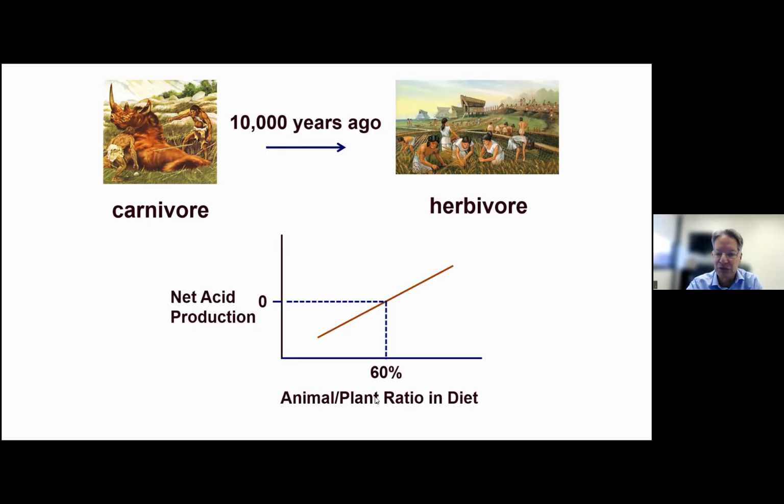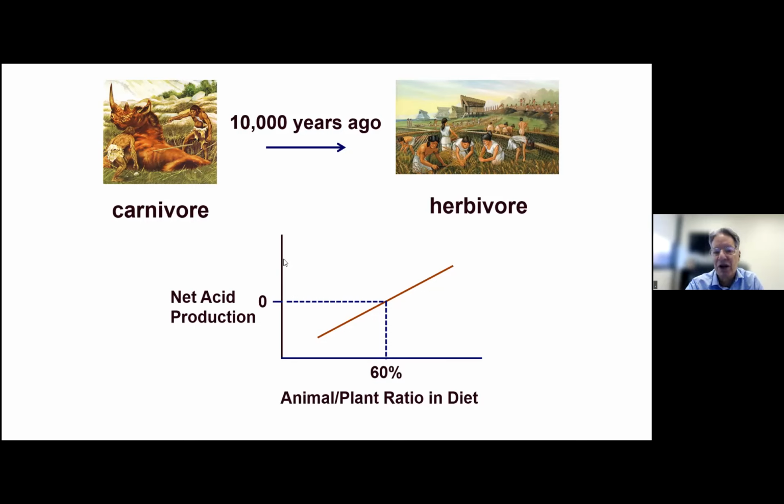And if the animal to plant ratio is about 60%, then you have what's called a net acid production of about zero. So to the extent that the animal to plant ratio increases above 60, you start making more and more protons. And an average North American diet is not a 60% ratio. It's more like 80, 85%, which is why we, in a net sense, generate protons from our diet. And that can't be allowed to occur without something else happening.